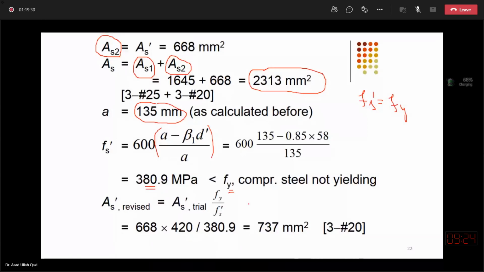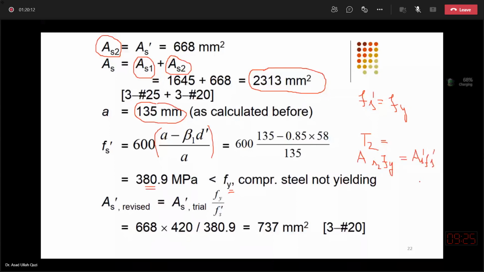So what I can do is, I can't make it yield, but I can get the same amount of force that I require. Because on the tension side, whatever AS2 was added will yield. But on the compression side, this AS prime, what was calculated, is not yielding. How can I make them equal? I can make them equal by increasing the area of steel. In this way, the force will become equal.